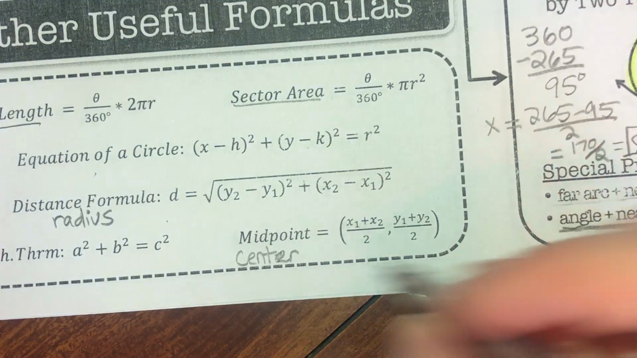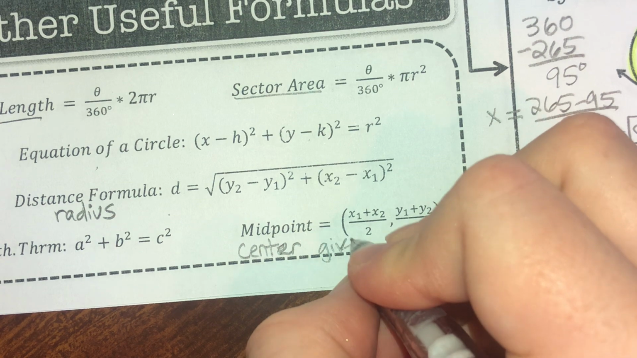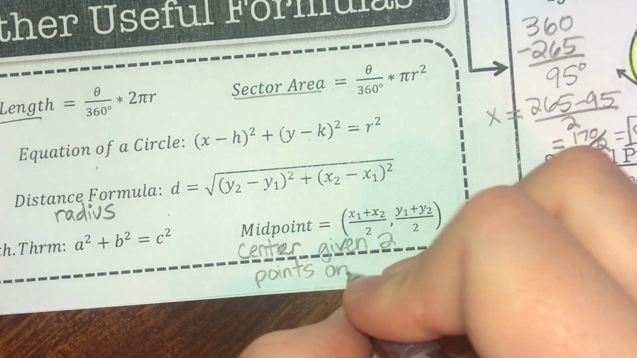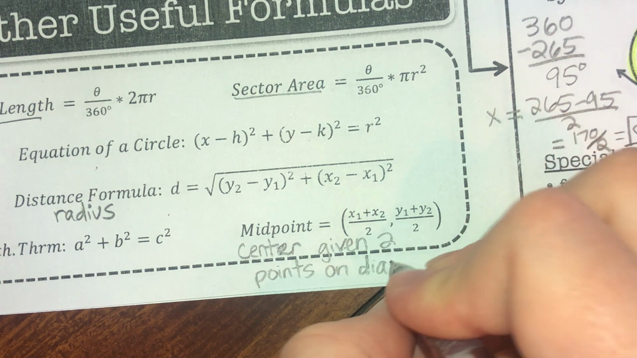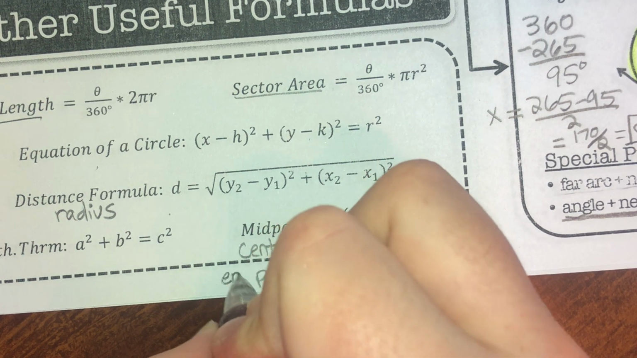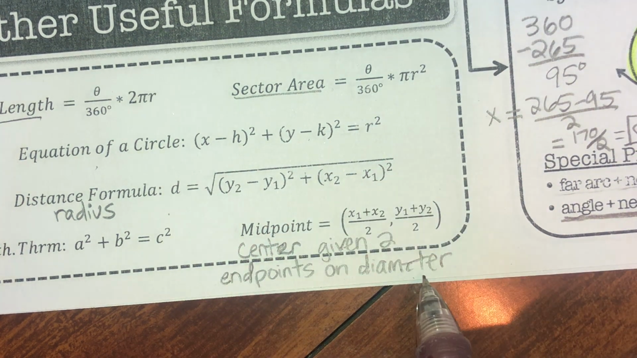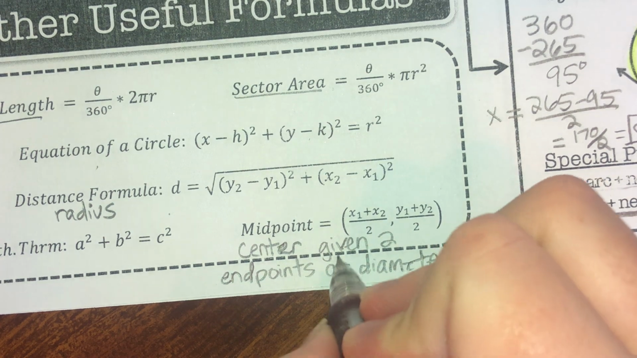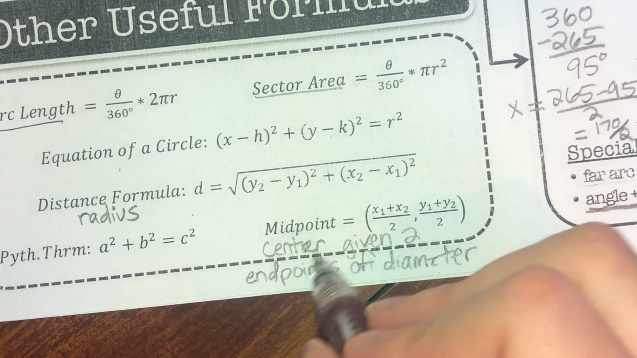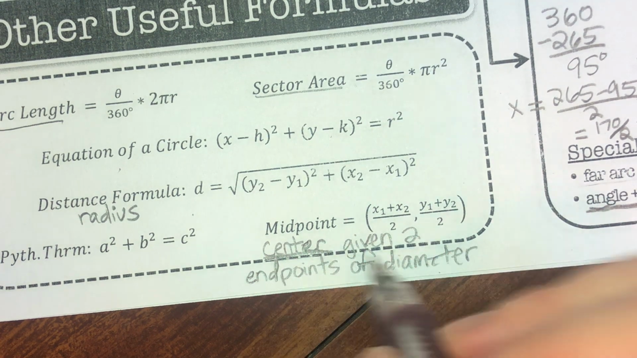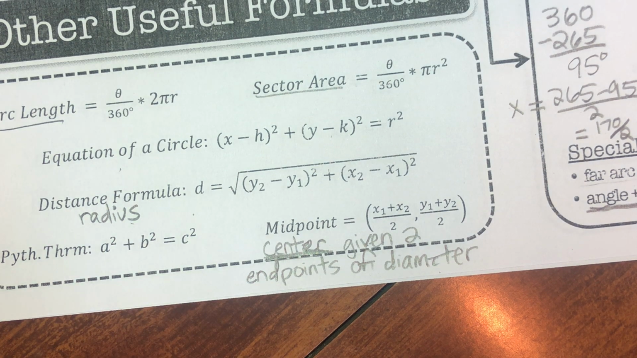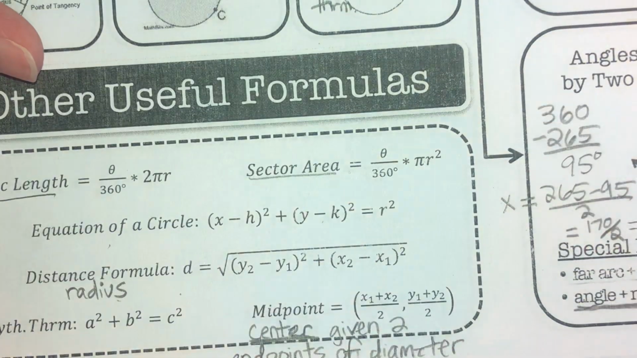Maybe if they gave us two points on the diameter, or rather, I should say the two endpoints of a diameter, then we can use that midpoint formula to get the center of that circle, and then we might still have to use the distance formula to find the radius. All right, so there you go.